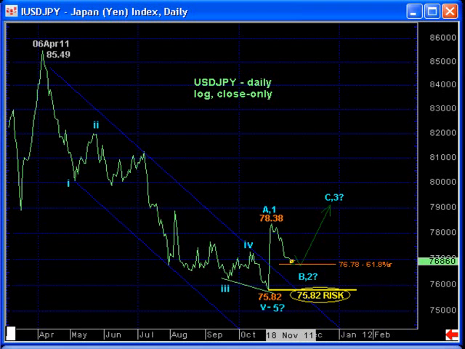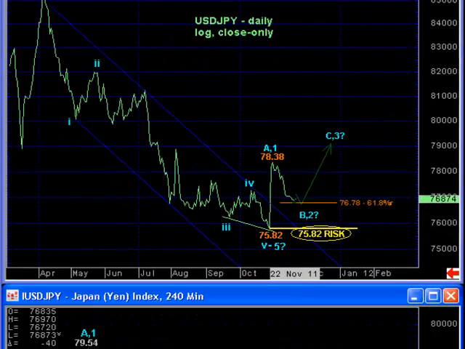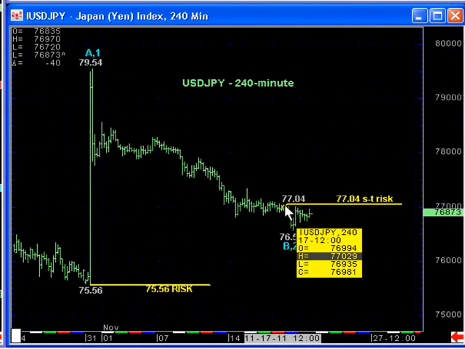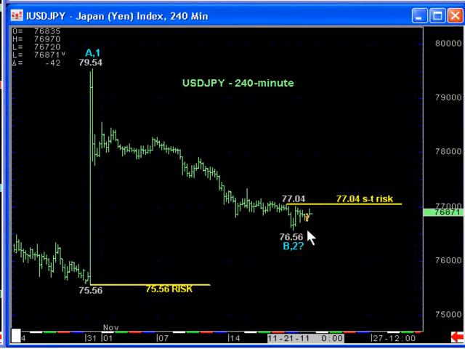These issues considered, traders are advised to move to a cautiously bullish policy and exposure on the immediate break above 77.04 with tight protective sell stops at 76.56 within the context of possibly a base and reversal threat that could be absolutely massive in scope.